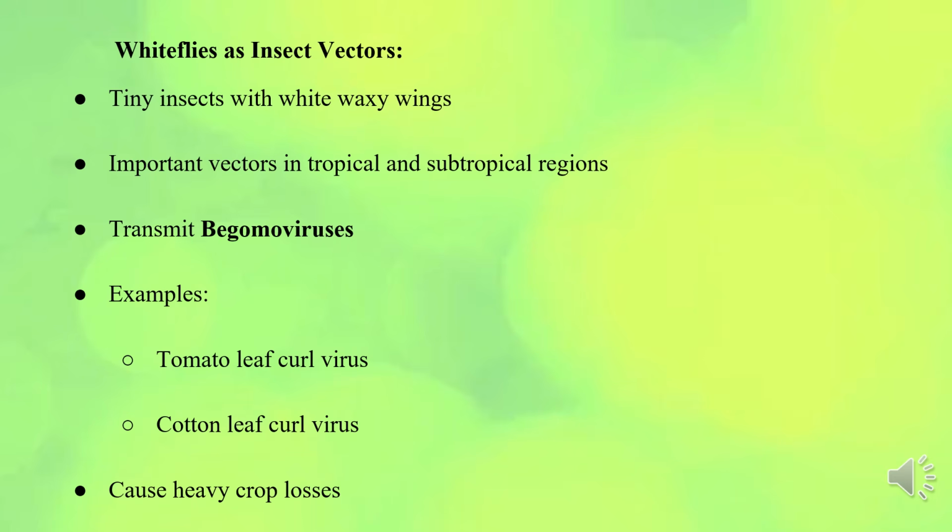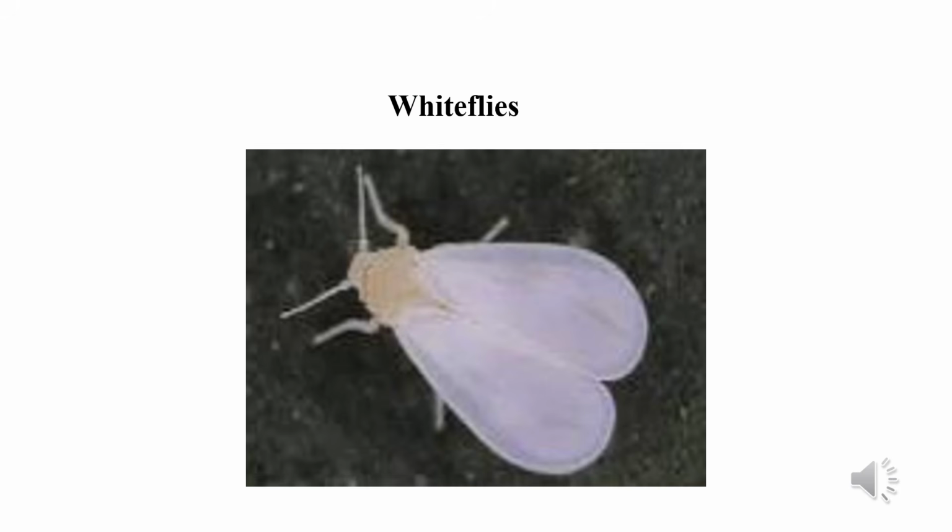The next vector is whiteflies. They are tiny insects with white waxy wings. Important vectors in tropical and subtropical regions. They transmit begomoviruses. Examples: tomato leaf curl virus, cotton leaf curl virus. They cause heavy crop losses. The picture of whiteflies.